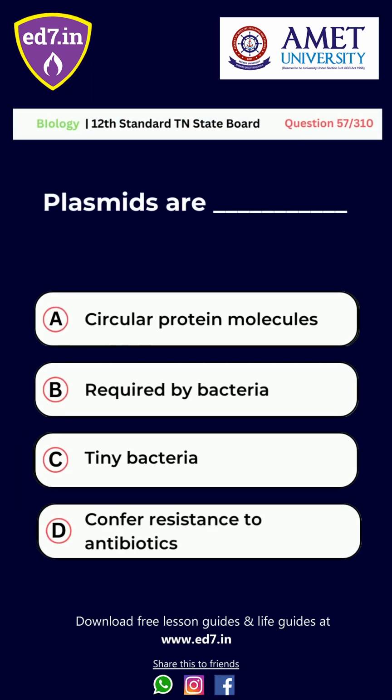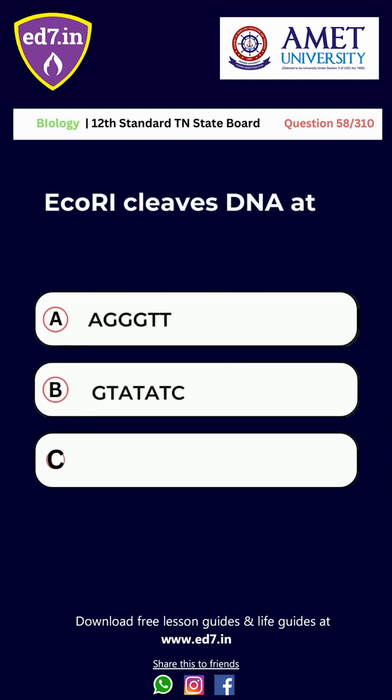Question number 57. Plasmids are A. Circular protein molecules. B. Required by bacteria. C. Tiny bacteria. D. Confer resistance to antibiotics. The answer is option B. Confer resistance to antibiotics. Question number 58.